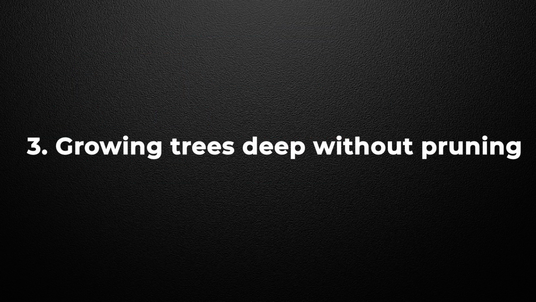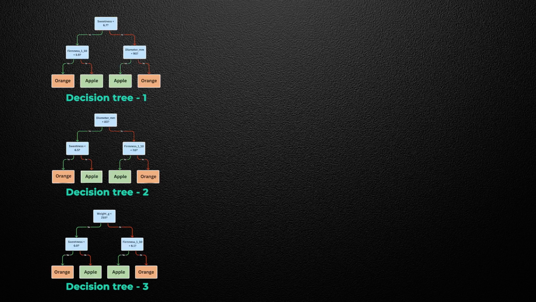The third ingredient is about growing the trees to be deep and not pruning them. Each tree is allowed to fit its bootstrap sample tightly, with simple limits like minimum leaf size. A single deep tree can be wobbly, but averaging many different deep trees produces a steady prediction.